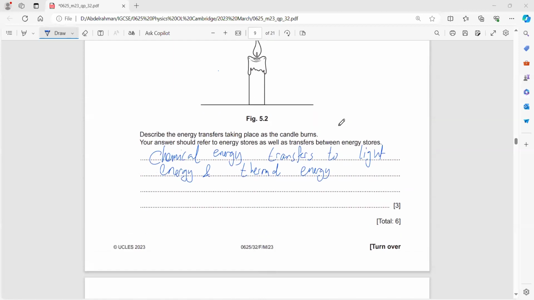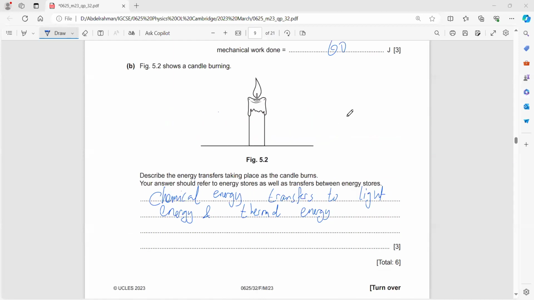Could it be kinetic energy, because when it falls it starts to move? No, not kinetic energy. It doesn't have to do with kinetic energy at all.